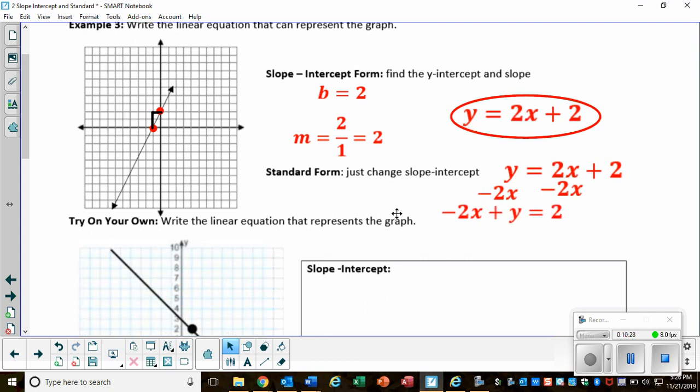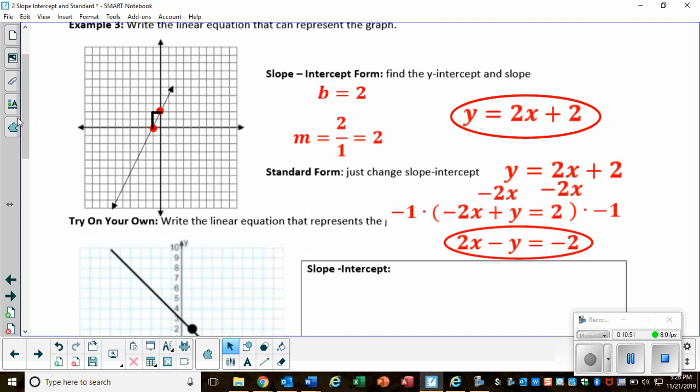I can't have a negative in the front here. So I need to multiply both sides by negative 1. And that means every term gets multiplied by negative 1. So negative 1 times negative 2 gives me 2. Negative 1 times 1 gives me negative 1. And 2 times negative 1 gives me negative 2. So my final standard form is 2x minus y equals negative 2.